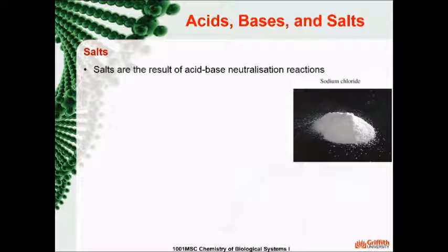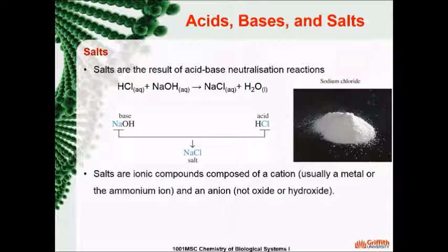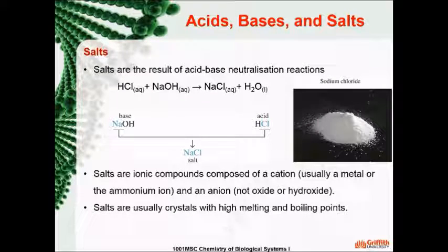Salts are produced as the result of an acid-base neutralization reaction. The reaction is called neutralization because the solution is neutral, so it is neither acidic nor basic. Example: sodium hydroxide neutralizes hydrochloric acid to produce sodium chloride, which is table salt. Salts are ionic compounds composed of a cation, usually a metal or the ammonium ion, and an anion, not the oxide or hydroxide. Salts are usually crystals with high melting point and boiling points, as we covered previously.